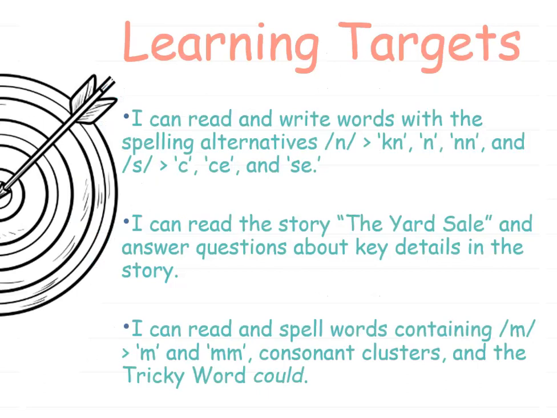Let's review our learning targets one last time. I can read and write words with the spelling alternatives spelled K-N, N, and N-N. I can also read and write words with the spelling alternatives for C, C-E, and S-E. I can read the story The Yard Sale and answer questions about key details in the story. I can read and spell words containing spelled M and MM, consonant clusters, and the tricky word could.